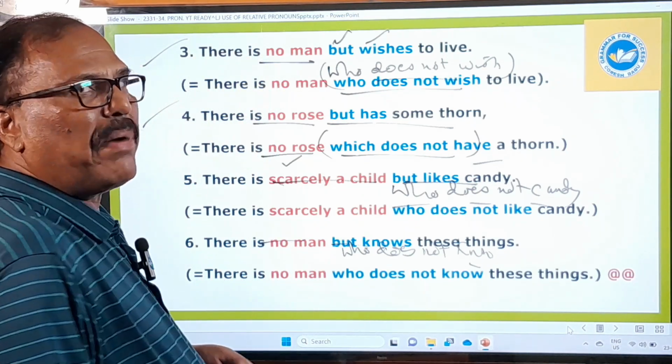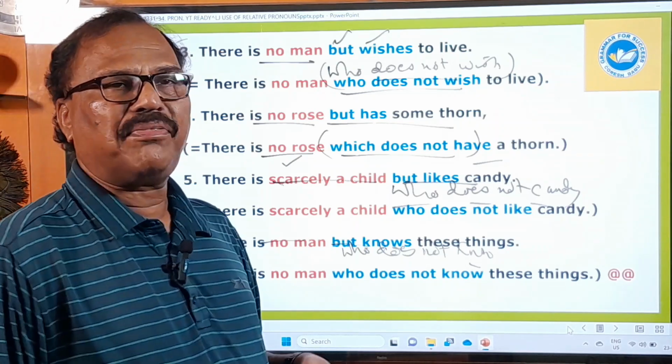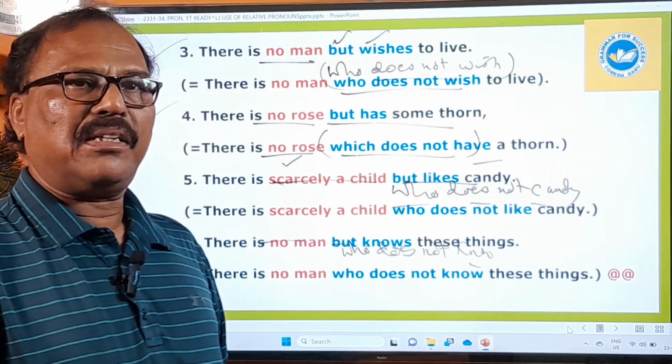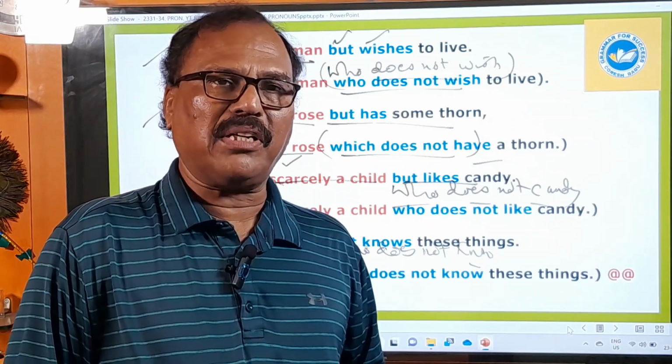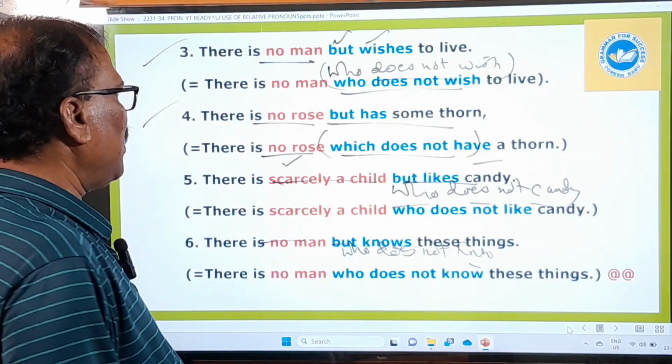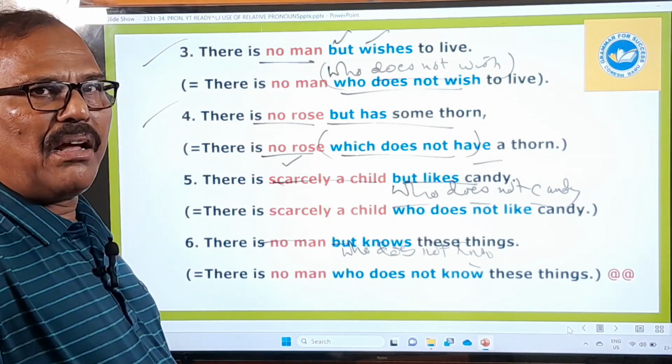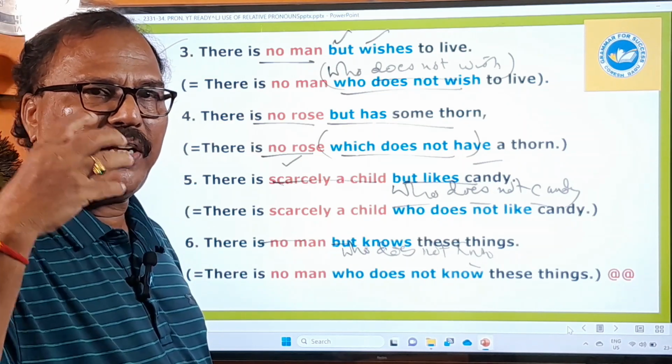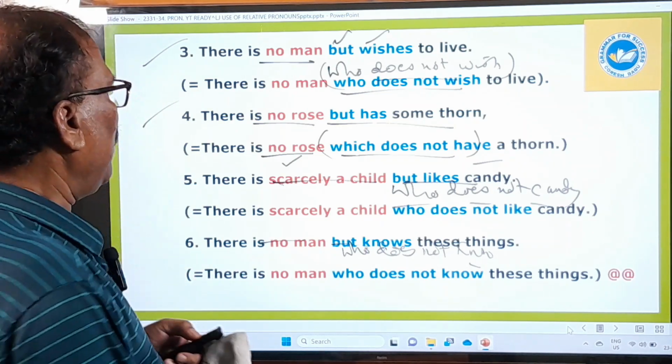So in this way but is used after a negative word, and it is used in the sense of who not and which not. Okay, it's very important from the examination point of view. You can use it for your spoken English skills also, this is very important.